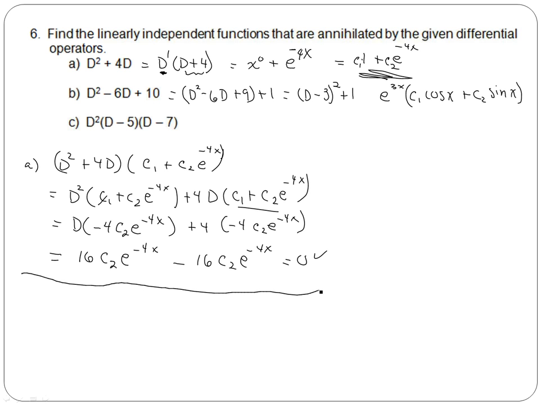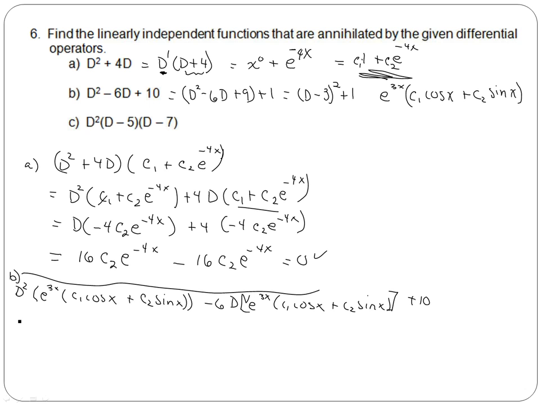You can verify that down here. If I have d squared, this is on b, d squared of e to the 3x c1 cosine x plus c2 sine x, minus 6 times the derivative of e to the 3x c1 cosine x plus c2 sine x, plus 10. Let's see what that gives me.